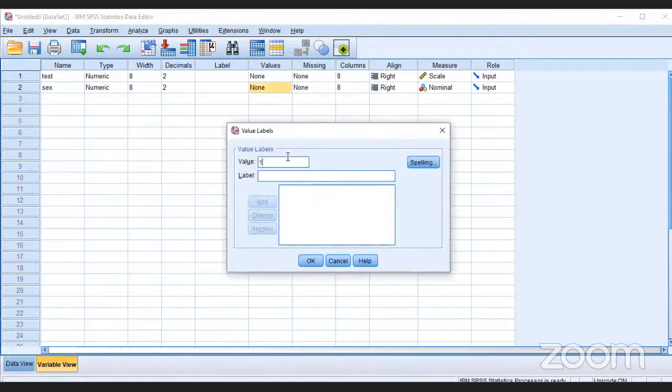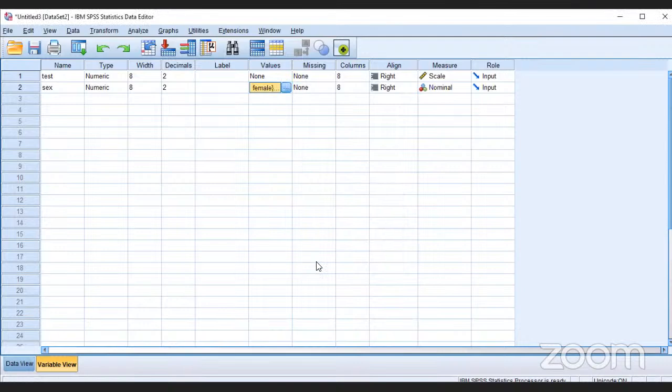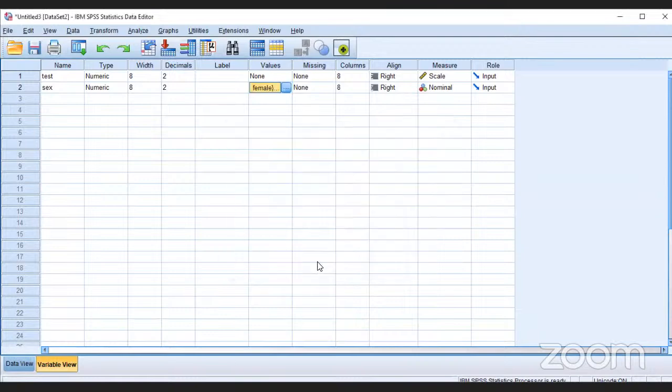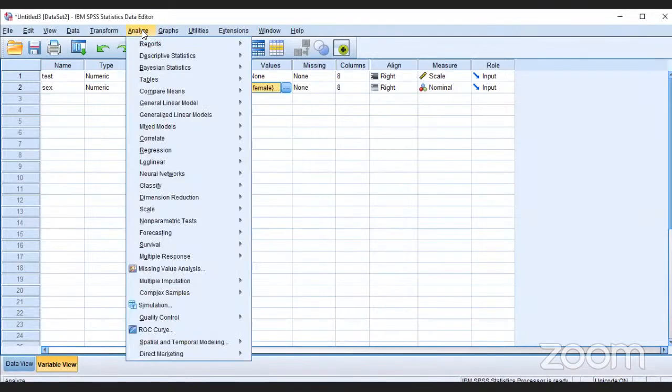So if the value is 1, that means female. Add it. Okay. Now again I click it, value is 2. Then it will be male. I add it and okay. Clear? Now I am going to analyze.